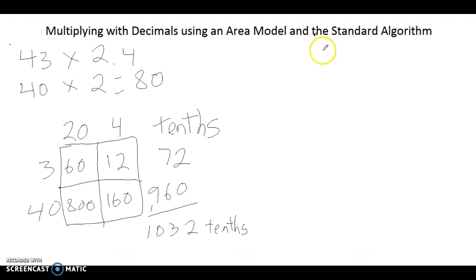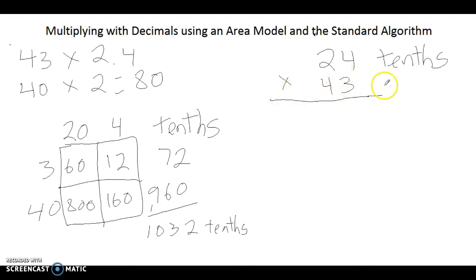So we are multiplying 2 4/10, or 24 tenths, again, we're using it in terms of tenths, times 43. So we have 3 times 4 is 12, and then 3 times 2 is 6 tenths, plus 1 is 7 tenths. Again, we see that our 72 is the same. Then moving on, we're going to put in our placeholder.